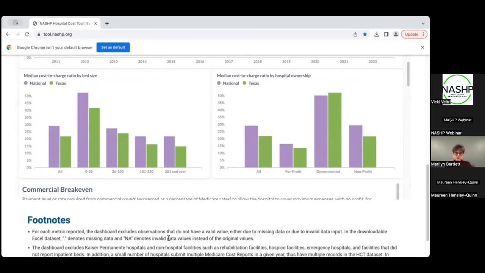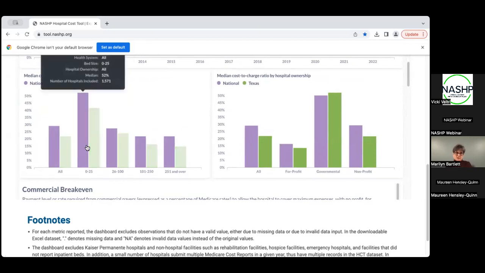Cost to charge ratios. Critical access hospitals, the cost to charge ratio is pretty close. They're typically used to billing according to the Medicare rules of 101% of their costs. So you'll see that higher.